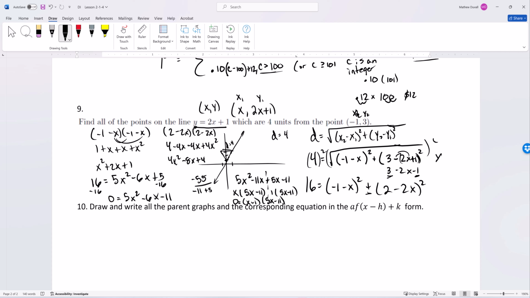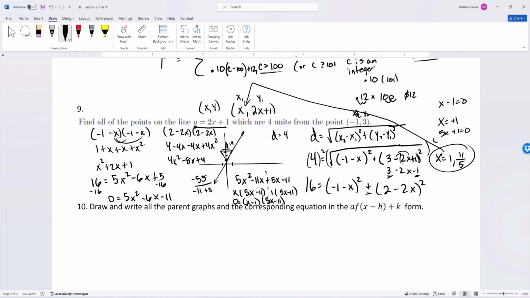So your x values are going to be 1 and 11 over 5, right? Because you have to set each one equal to 0. Sorry, x equals positive 1, so x minus 1 equals 0, add 1. And then 5x minus 11 equals 0, add 11, divide by 5. Now, these are your x values. What do I mean by these are my x values? These are your x values for this.